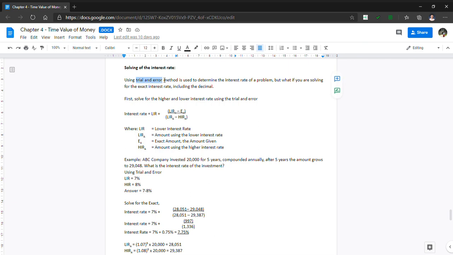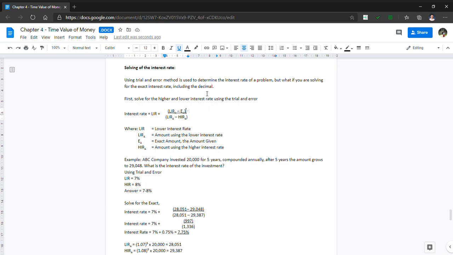So to get the interest rate, we can use trial and error, right? Pwede na mag-try lang tayo hanggang sa makuha natin, right? Just use different amounts of the interest. Pero kung exact interest rate, including the decimal, meron tayong formula. So the steps in computing for the exact decimal rate, exact interest rate, is first find two interest rates, right? Two interest rates, one higher and one lower.